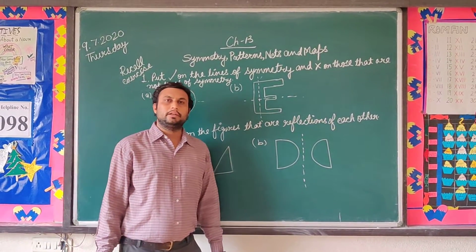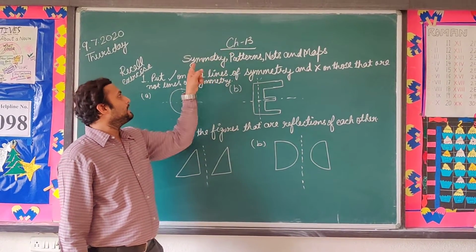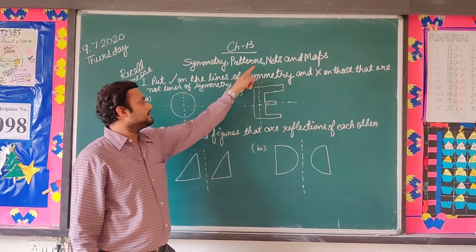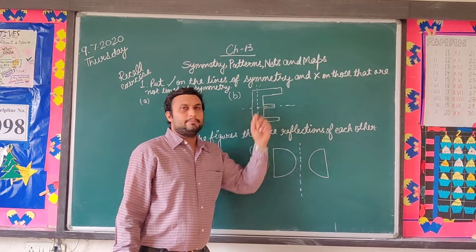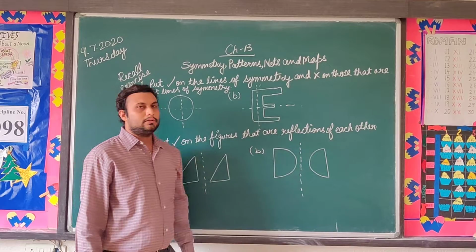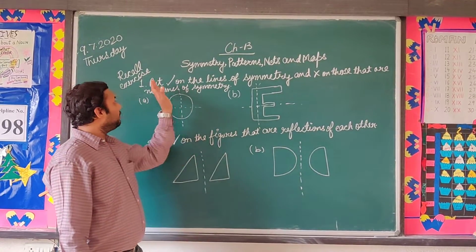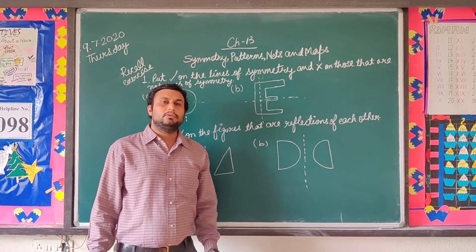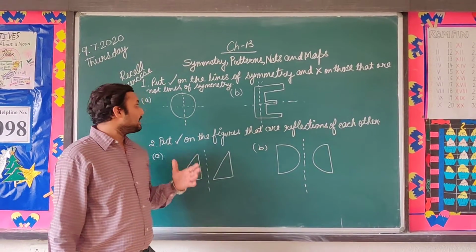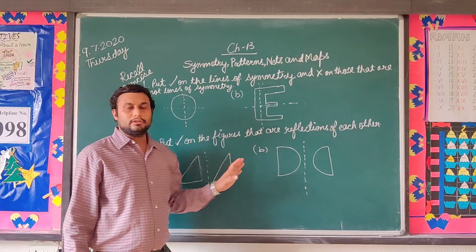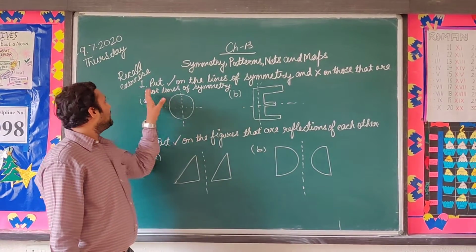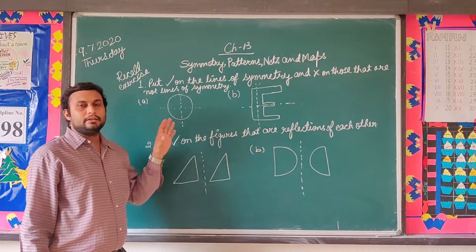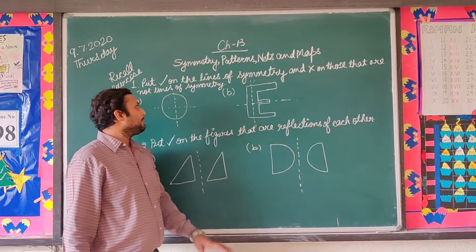Today we are going to start a new chapter, chapter 30, symmetry, patterns, nets and maps. In this chapter, first we are going to recall what you did in your earlier classes, the chapter in class 4. The symmetry pattern is there.